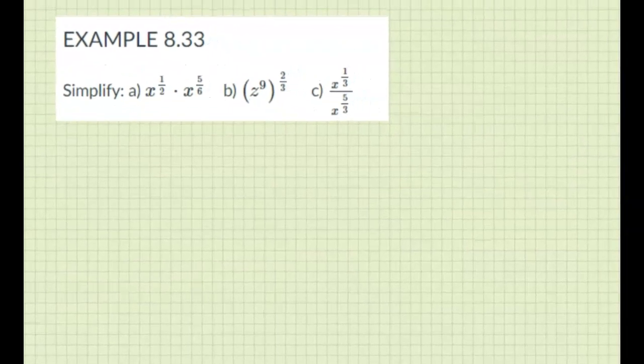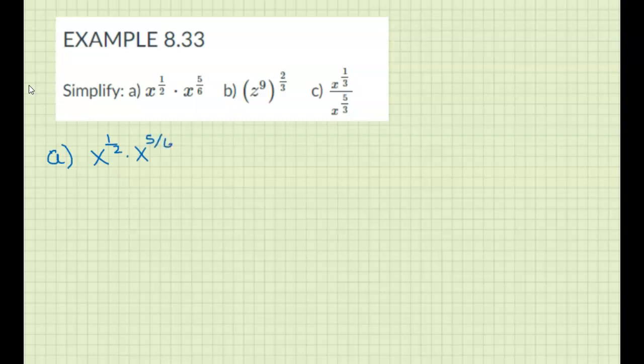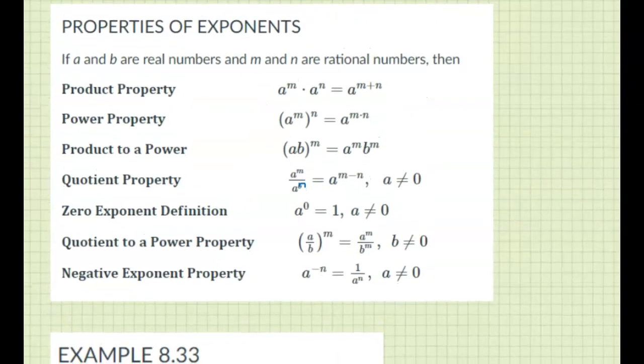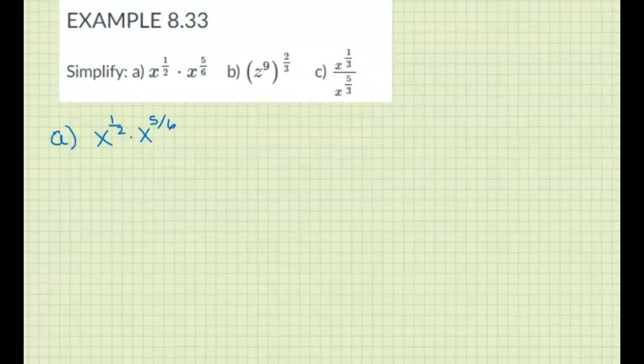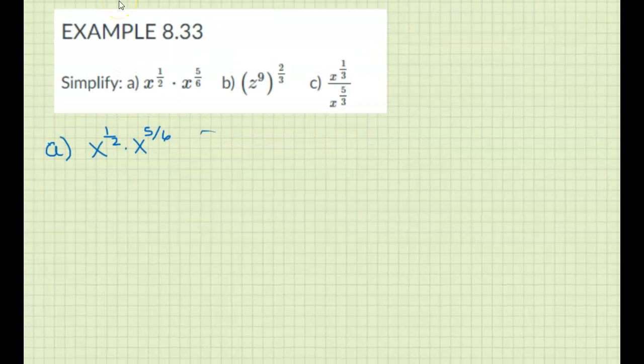So this first example here, we want to simplify. So part A says x to the 1/2 times x to the 5/6. Right, so this is that first rule, the product property, because you have the same base and you're multiplying the factors. So that means you're going to add the exponents. Right? So this is going to be x to the 1/2 plus 5/6. Right, so add the fractions either by hand or with a calculator.